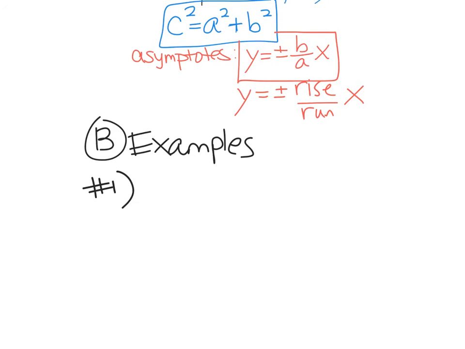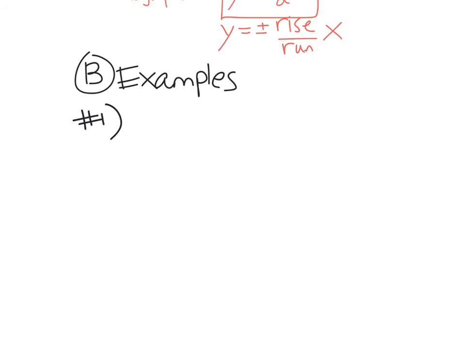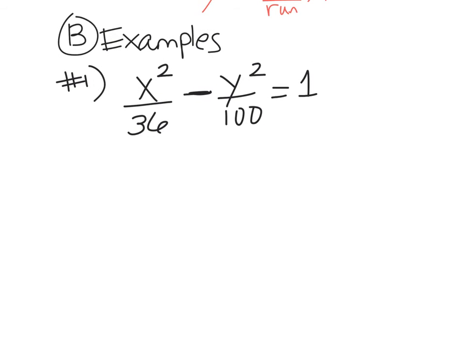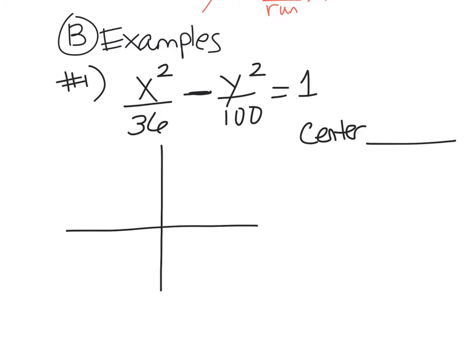We'll try. Just 3. Okay, suppose I have x squared over 36 minus y squared over 100 equals 1. All right, and here's what we're going to do. We are going to graph it. Sometimes they'll ask you for the center. Right now, the center is at the origin, so that everyone should get that right.